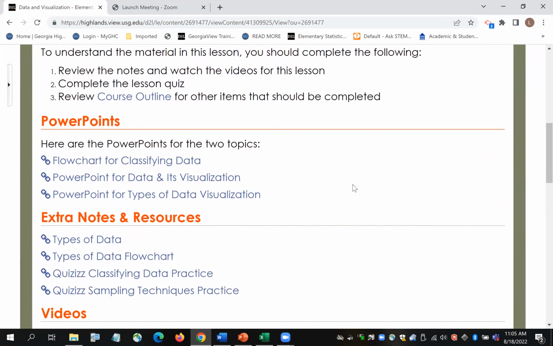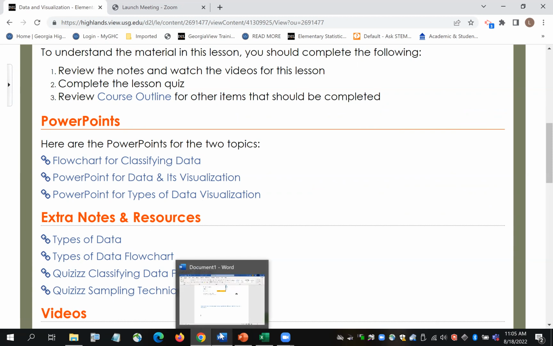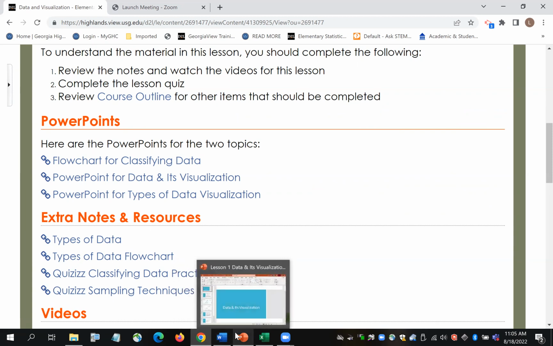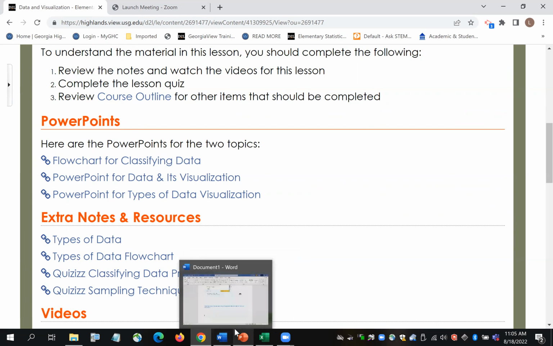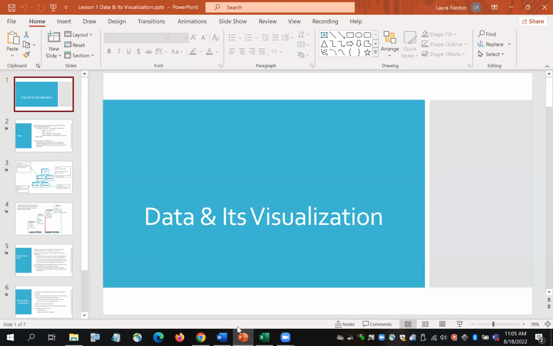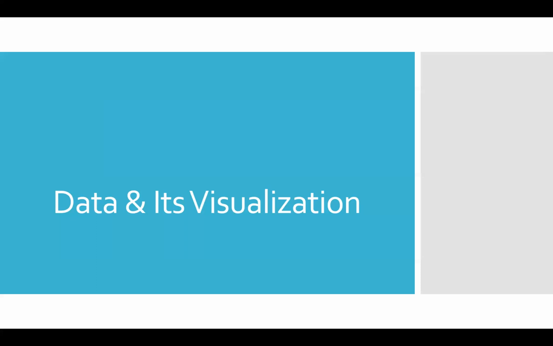Again, hopefully you have the PowerPoint for data and its visualization, and then there's also one for types of data visualization, which we'll hopefully get to as well. A lot of this, hopefully, will sound familiar to you. It's something that was taught in Stat 1401. So if you had it recently, hopefully it's a review. If it's been a while, hopefully it'll jog your memory. So we're going to get into data and its visualization.